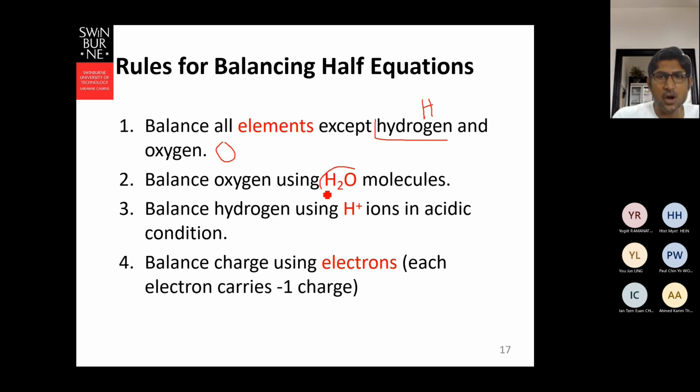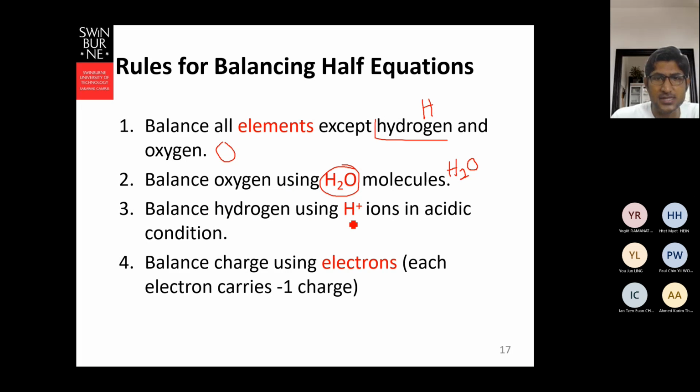Oxygen we will balance by adding water to the product side, because oxygen will produce water. Of course, we need hydrogen for that, but we will see where the hydrogen is coming from. One oxygen can produce one water molecule, H2O, by taking two hydrogen atoms. So this is how water will be produced from oxygen.